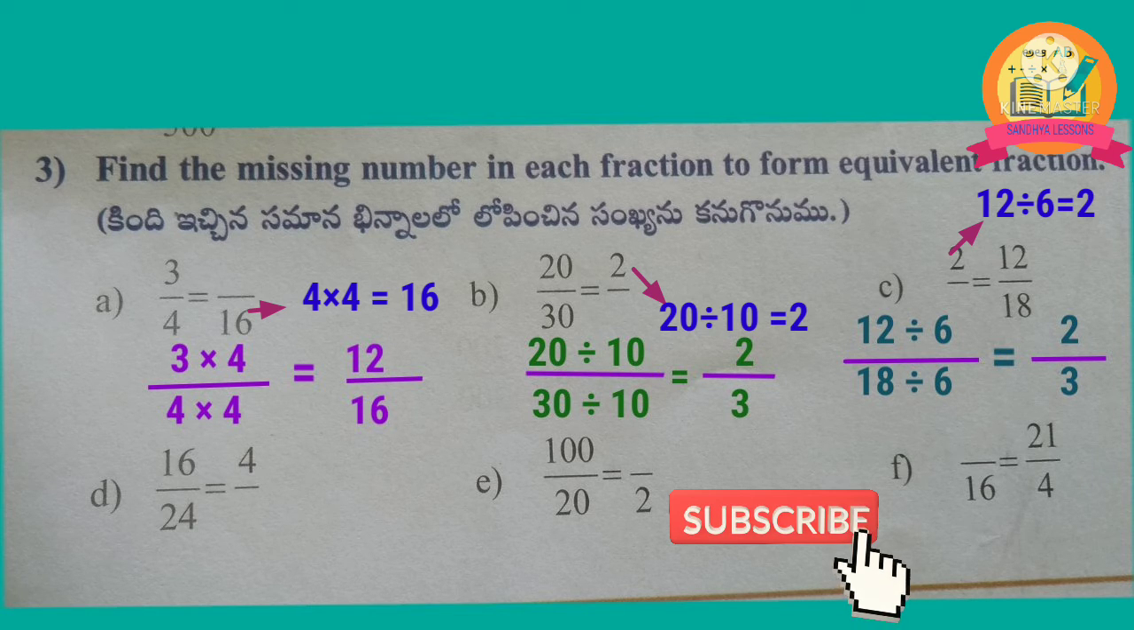Equivalent fractions for 12 by 18. By dividing 12 with 6 we get 2. Therefore, by dividing numerator and denominator with 6 we get the equivalent fraction 2 by 3.